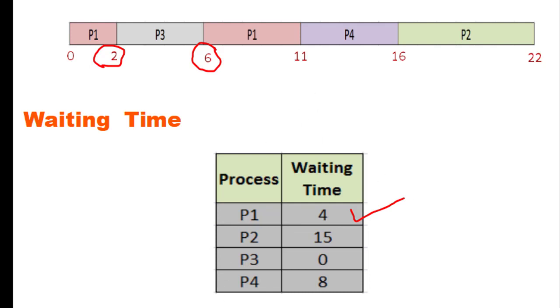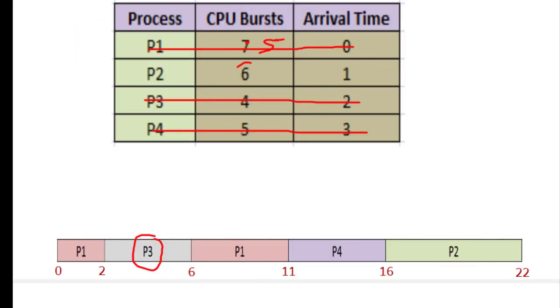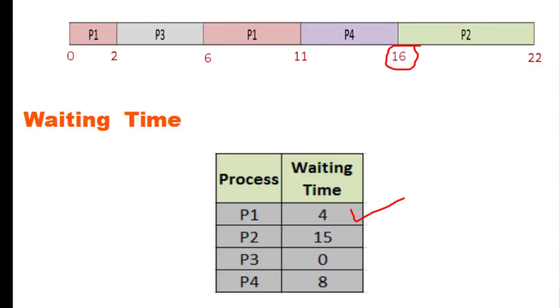Now regarding P2, as we can see, P2 starts at this point, which is 16, but the arrival time is 1, so it has arrived 1 millisecond late. So we need to subtract 16 minus 1, so it is 15. It is not 16, it is 15, because 1 millisecond was the arrival time, so we need to subtract the arrival time.